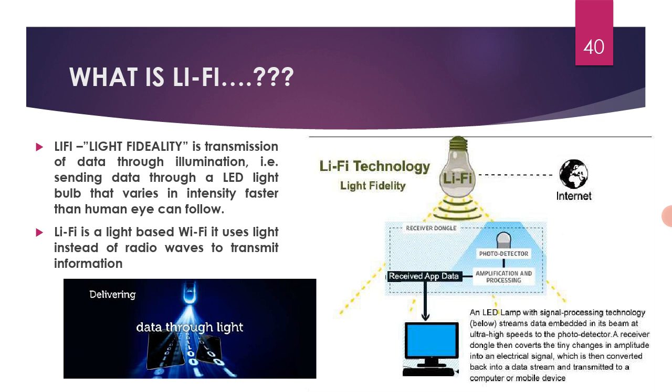So here the data is carried by the light. The LED lamp is most suggested for the purpose of signal processing, which is able to stream the data embedded in the light, and at the same time it works at ultra high speed to the photo detectors. The receiver dongle can convert the tiny changes in the amplitude into an electrical signal, which is converted back to the data streams and transmitted to the computer or any other mobile devices.